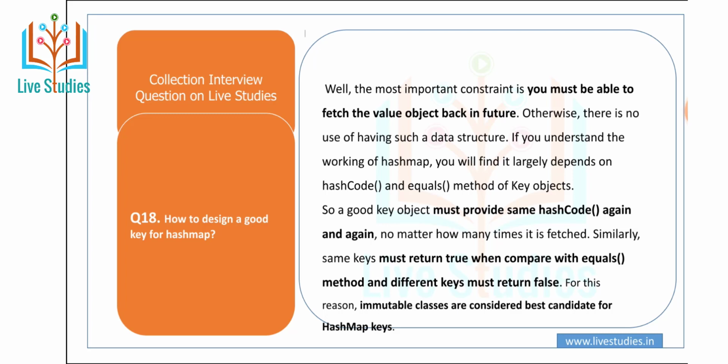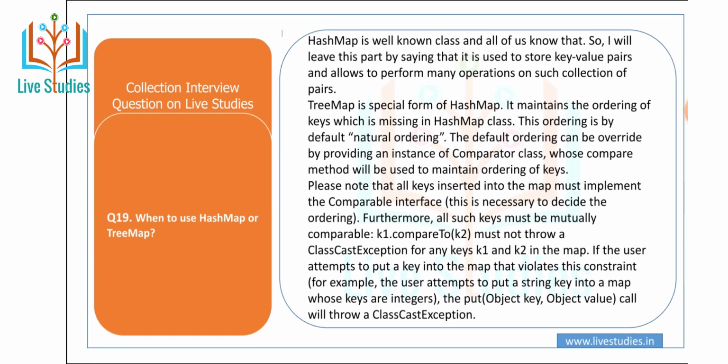For this reason, immutable classes are considered the best candidates for HashMap keys. Immutable, a very important point: immutable classes are considered the best candidate keys. Okay. Move to another question.